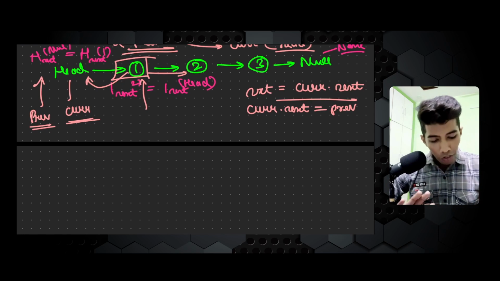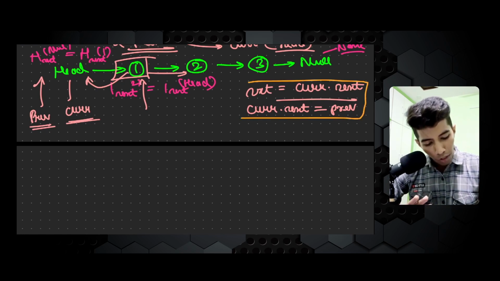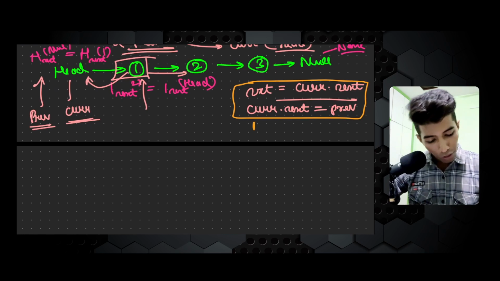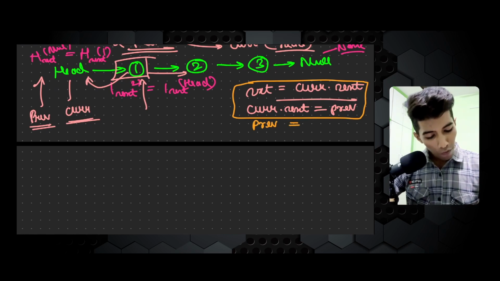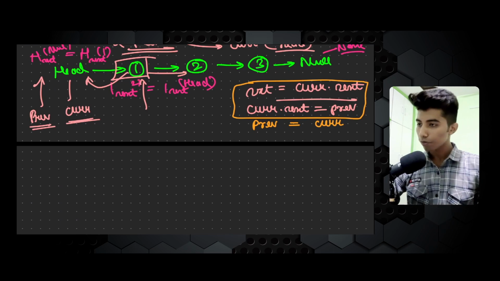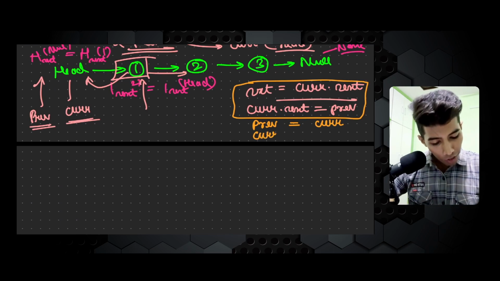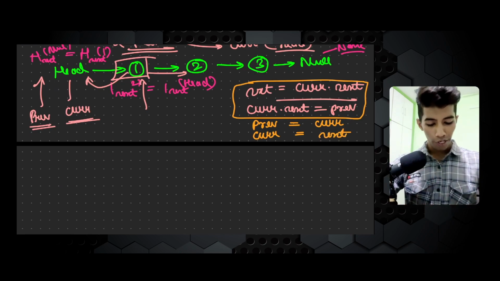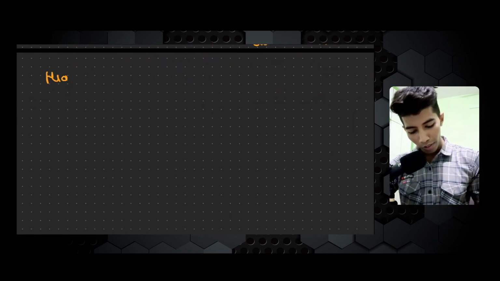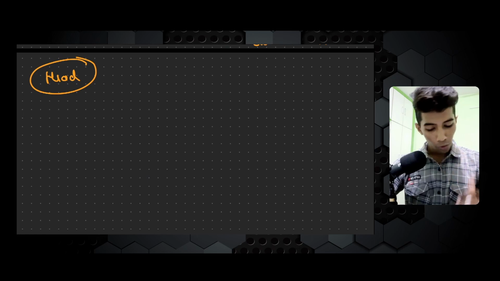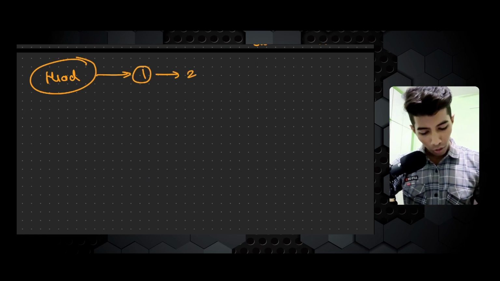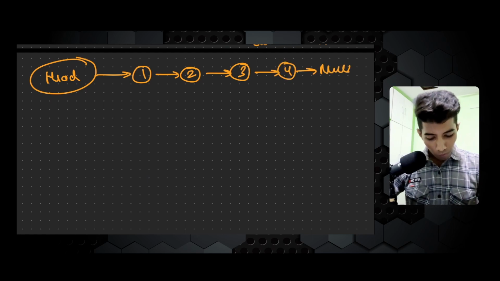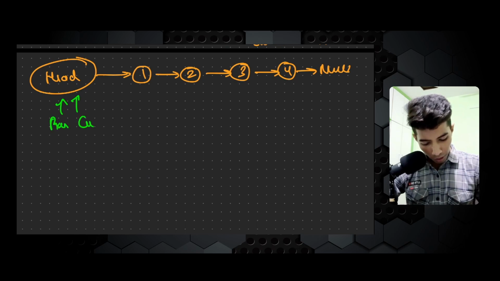And after this, I will again shift my pointers. When I shift my pointers, my previous node will become the current, and my current will go to the next node. So like this we are just going along. Again, try to understand. I am making you understand this again, because this is a very basic concept to be understood. I have my previous and current pointer here.